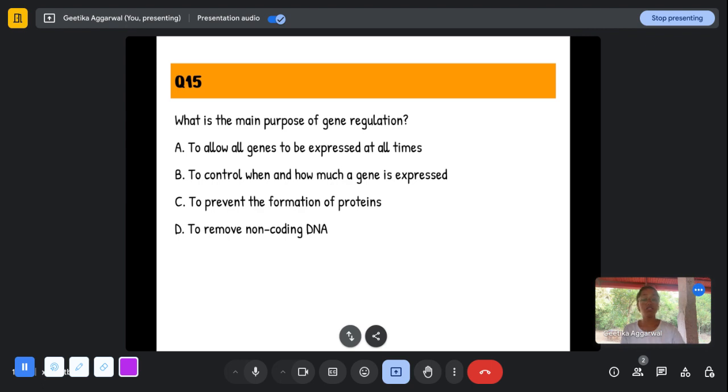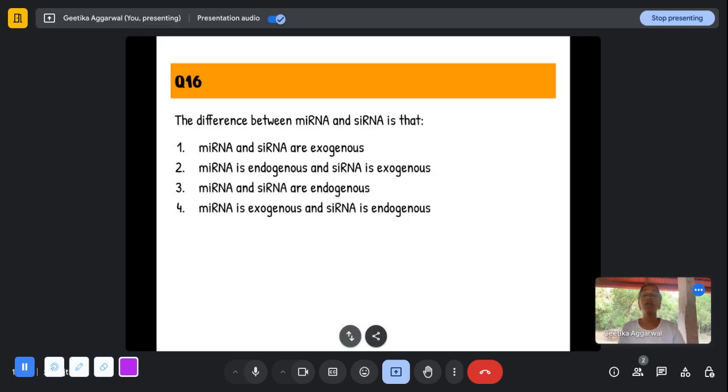So, the correct answer to this question is to control when and how much a gene is expressed. As we have discussed, gene regulation helps you control when and how a gene is expressed. In prokaryotes, a gene is always on, and for regulation, it is switched off. And in eukaryotes, a gene is always off, and for regulation, it is switched on whenever required.